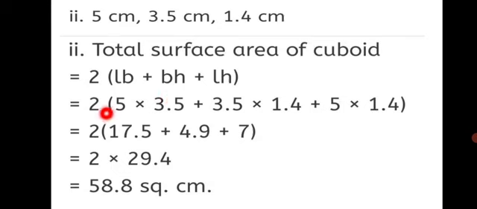Now substitute the values. Is equal to 2 times, bracket open, length is 5 into breadth is 3.5 plus 3.5 into 1.4 plus 5 into 1.4. Substitute the values accordingly from the question. Then after multiplying, you get 2 times 17.5 plus 4.9 plus 7. Now you add all this, do the working. You will get 29.4. You have to multiply by 2 and get the final answer 58.8 square centimeter.